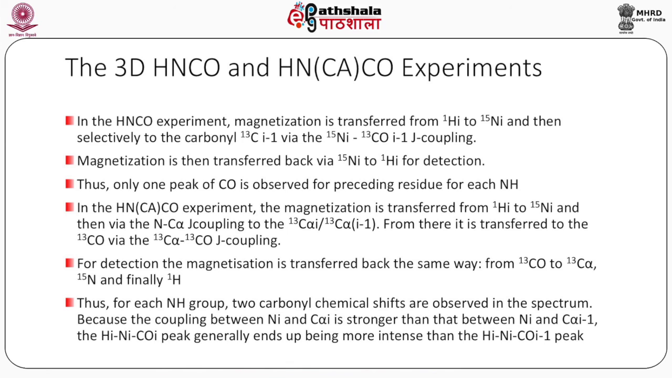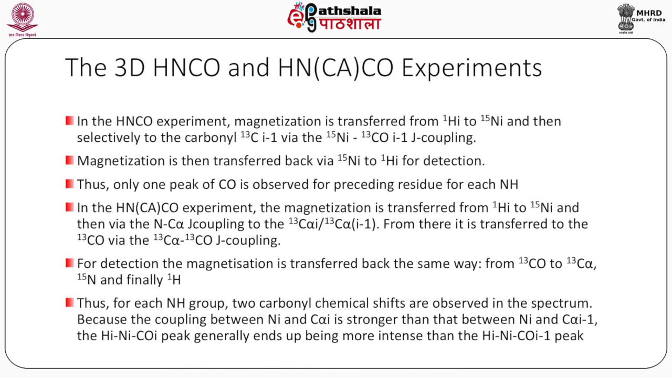In the HN(CA)CO experiment, the magnetization is transferred from Hi to Ni and then via the N C alpha J coupling to the C13 alpha I and C13 alpha I minus 1. From there, it is transferred to the C13 carbonyl via the C13 alpha C13 carbonyl J coupling. For detection, the magnetization is transferred back the same way from C13 carbonyl to C13 alpha to N15 and finally to proton.